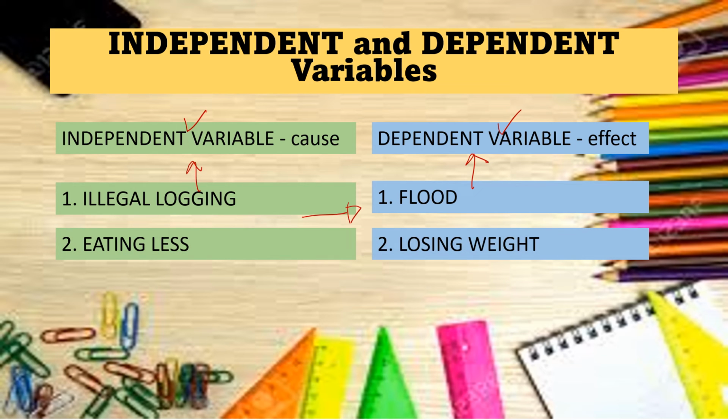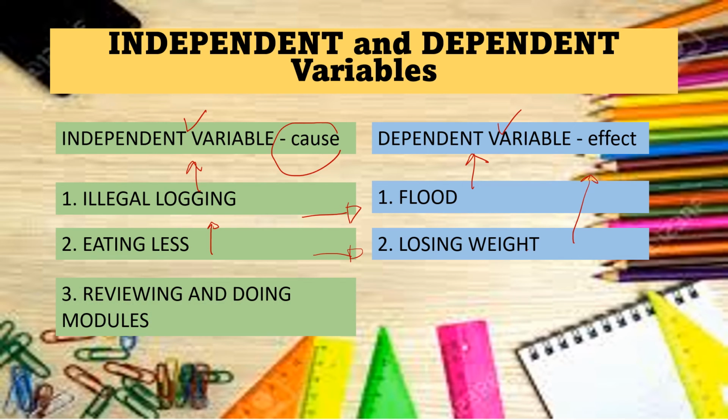Another example, eating less and losing weight. If you will eat less, kung hindi ka kumain ng marami o wala kang ganang kumain for how many days, then yun ang naging dahilan kung bakit ka nakapag-lose ng weight o kung bakit nabawasan ang timbang mo. So again, eating less is the independent because that's the cause, while losing weight is the dependent because that is the effect of your action.